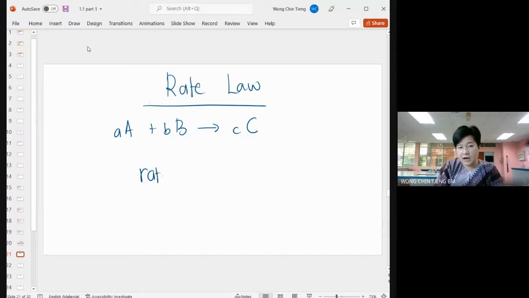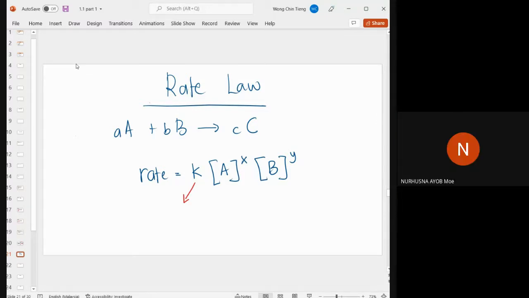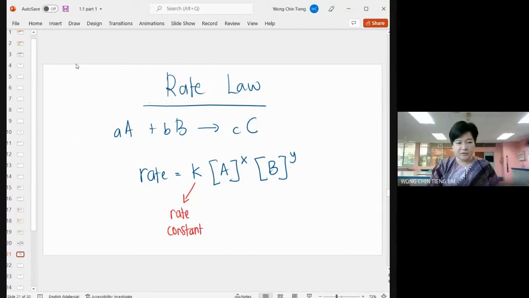Rate R, okay, equals to your K, concentration of the A to the power of X, concentration B to the power of Y. First and foremost, okay, rate adalah rate of reaction lah. What is K? Anyone? Rate constant. Rate constant. Constant. Thank you. What is X and Y? Reaction order. Reaction order. Okay.